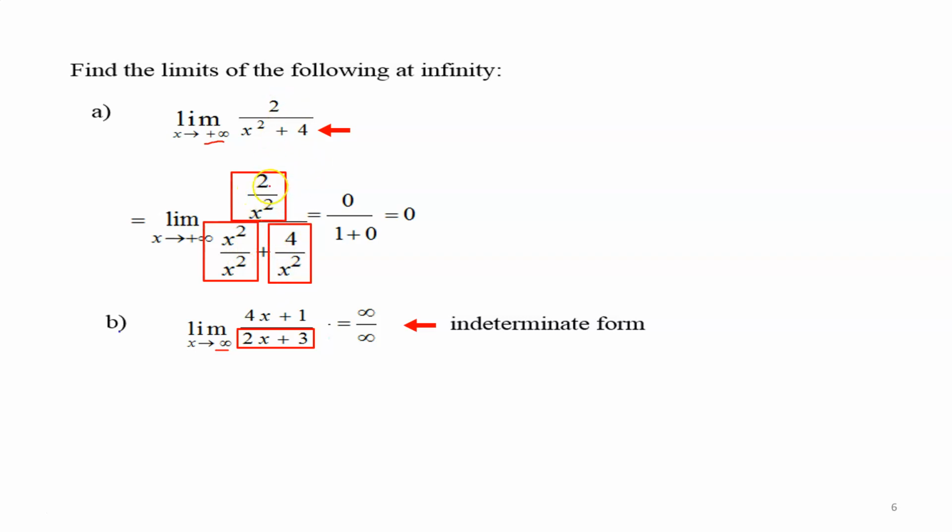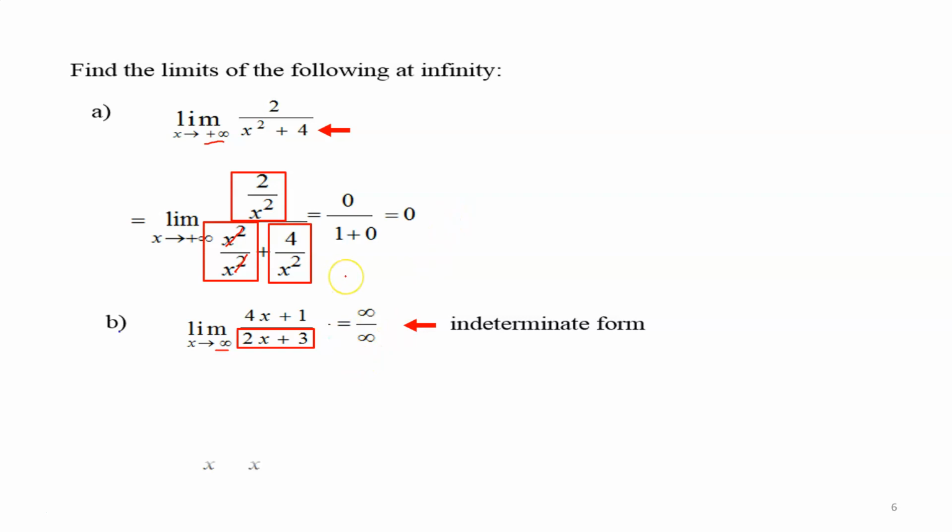So when you have this, you just substitute this infinity into this. So you get 2 over infinity, you get 0. And then x squared, this one can cancel out, this one becomes 1. Then 4 over infinity, you get 0. So 2 over infinity, you get 0, 4 over infinity, you get 0. So 0 over 1, then you get 0. Bila you tekan calculator, you still get answer 0.